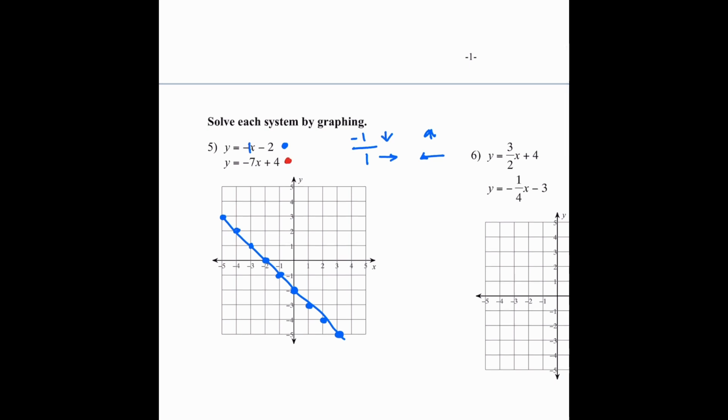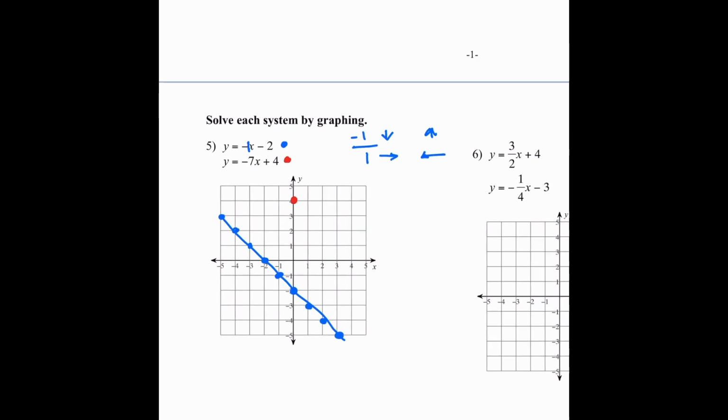For my second equation, I start at 4. And if I put an imaginary 1 under my negative 7, this tells me that I go down 7 and to the right 1. And I can see that the two lines intersect at the point 1, negative 3. And so 1, negative 3 is the solution to this system.